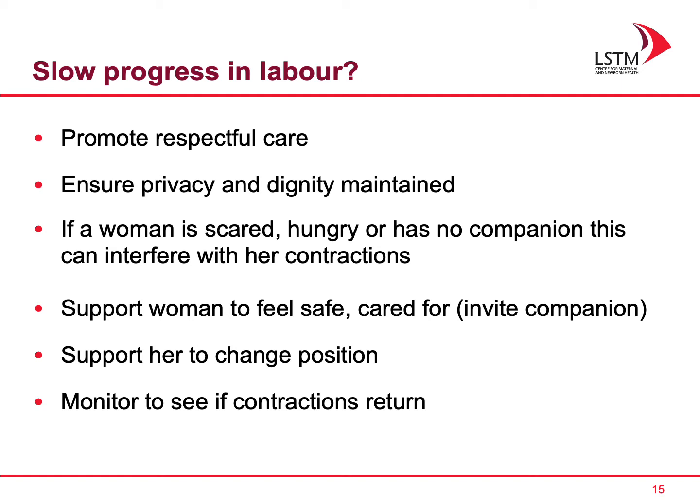All women deserve respectful and compassionate care. We need to ensure that they feel safe and cared for, and that will include providing them with privacy and maintaining their dignity. If a woman's scared and hungry and has no companion with her that she knows and can support her, it can interfere with her contractions. Encourage women to be upright and mobile. If their contractions are spaced, that will often be enough for them to return. Ensure they're not hungry and they've had something to eat and drink, and the environment that they're in is safe and they feel cared for.